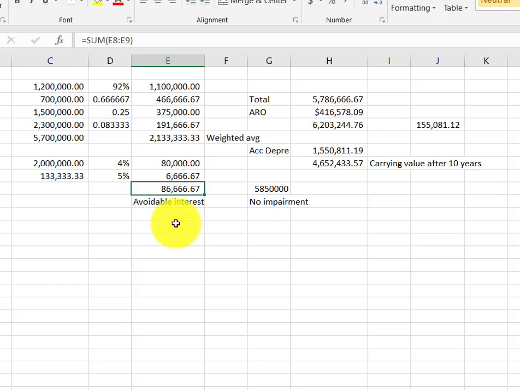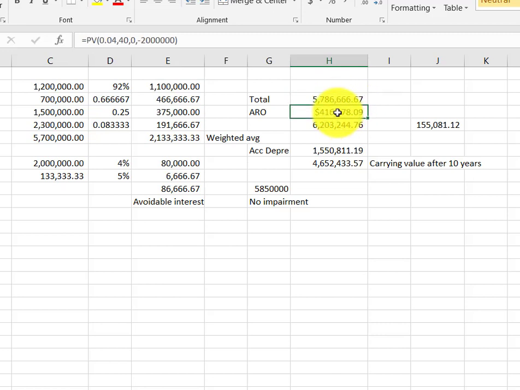We would add that to the asset, debit asset, credit interest expense. That means that our asset, before considering any other considerations, is the 5.7 million total spent to build it plus the 86,700 in avoidable interest that we add as capitalized interest.